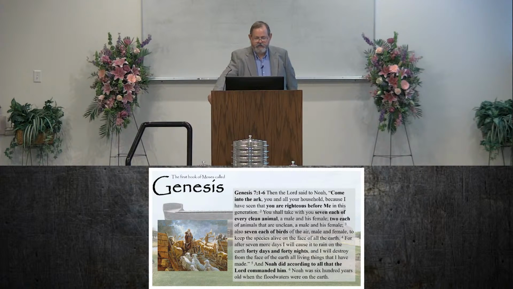You shall take with you seven of each of every clean animal, a male and his female, two each of animals that are unclean, a male and his female, and also seven each of the birds of the air, male and female, to keep the species alive on the face of all the earth. For after seven more days, I will cause it to rain on the earth forty days and forty nights, and I will destroy from the face of the earth all living things that I have made. And Noah did according to all that the Lord commanded him. Noah was 600 years old when the flood waters were on the face of the earth.